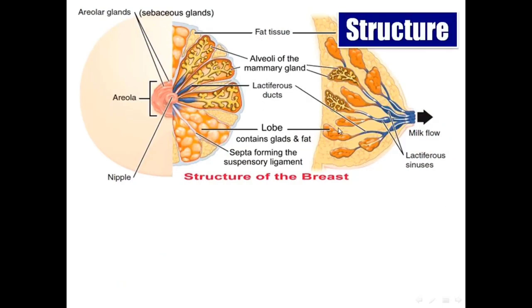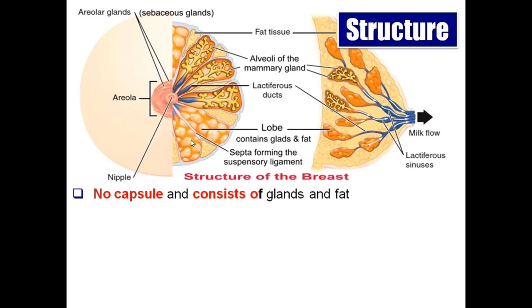Regarding the structure of the breast, as I said, the breast is formed of skin, superficial fascia, fat, mammary gland, blood vessels and nerves. Actually, the breast has no capsule and it consists of glands and fat. No capsule, mammary gland and fat.